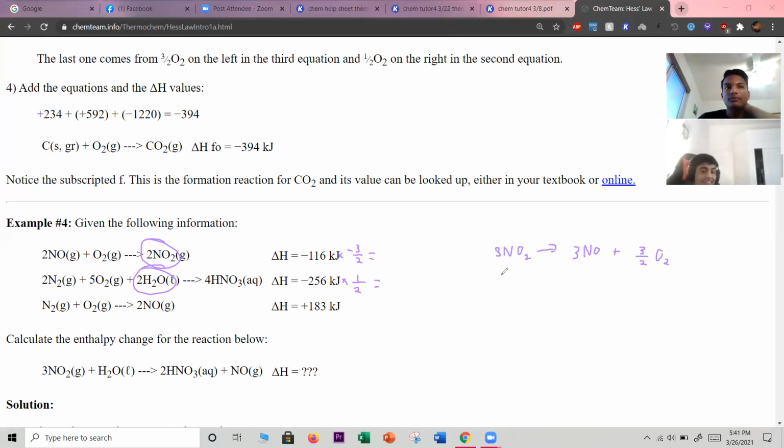Okay, the second line. Times 1/2, right? So that'd be N2 plus 5 over 2 O2 plus H2O equals 2NO3.